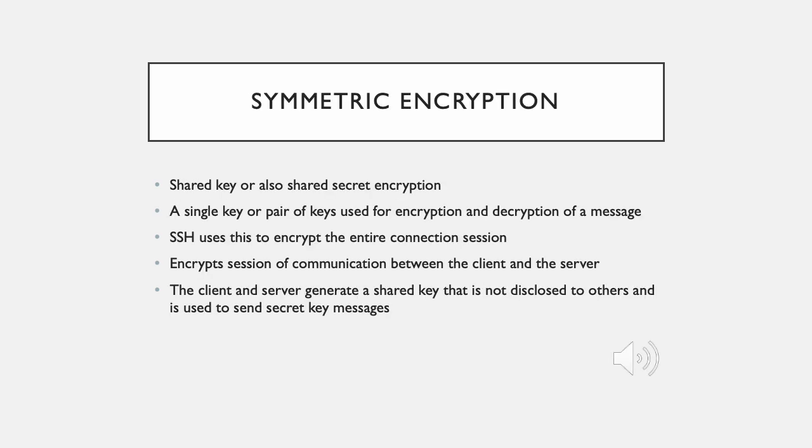One of the key security features of SSH is symmetric encryption. This method uses a shared secret key to encrypt and decrypt messages during a session. Both the client and the server generate their shared key at the beginning of the connection, ensuring secure communication. The key is never disclosed to third parties, making it an effective method for protecting data in transit.